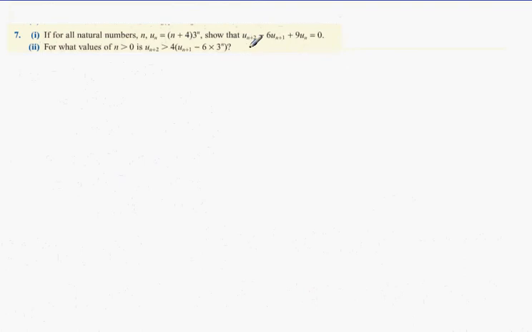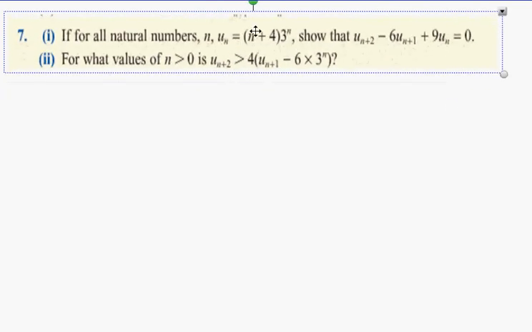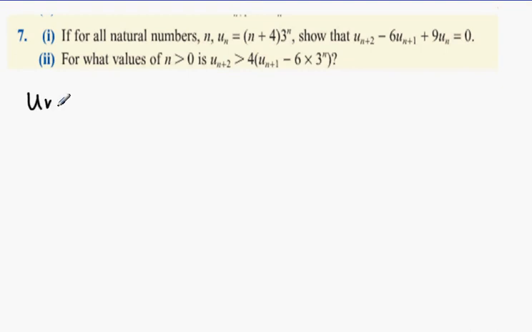Number 7, okay? For all natural numbers n, u(n) equals (n plus 4) times 3 to the n. Show that u(n+2) minus 6u(n+1) plus 9u(n) equals 0. Please pay close attention here. u(n) is (n plus 4), 3 to the n.